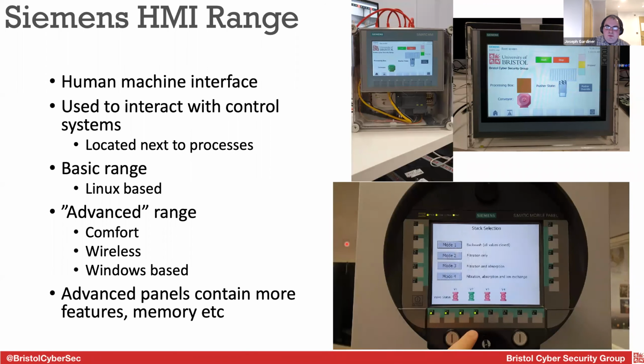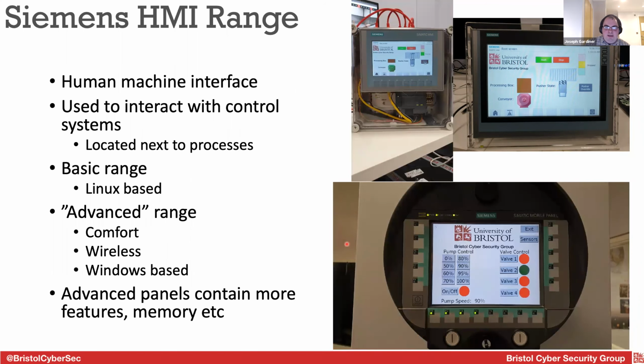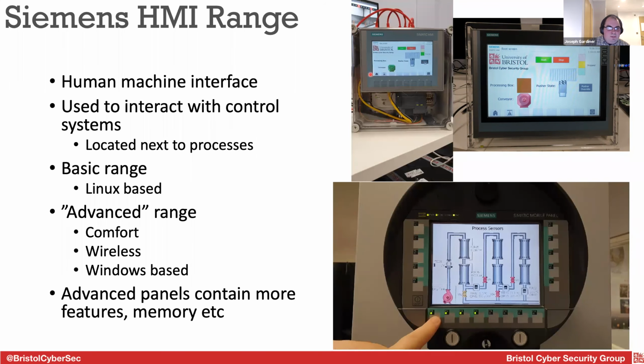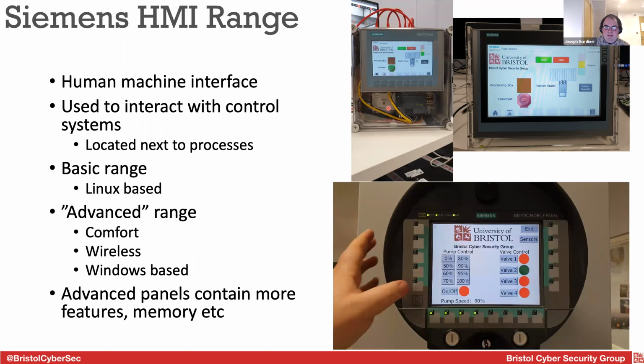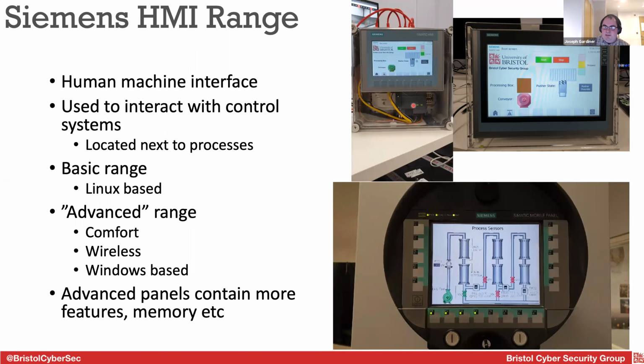We see two ranges of devices that Siemens make. There's the basic range, which you can see in the top left up here. These are Linux-based devices, and these are the cheaper versions. This is the Siemens KTP700, running inside one of our teaching boxes.